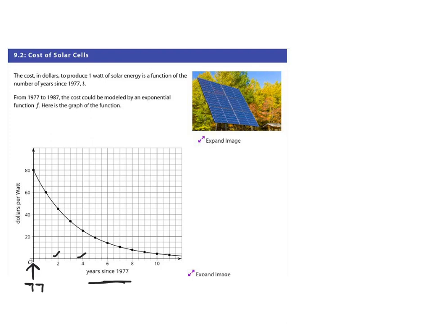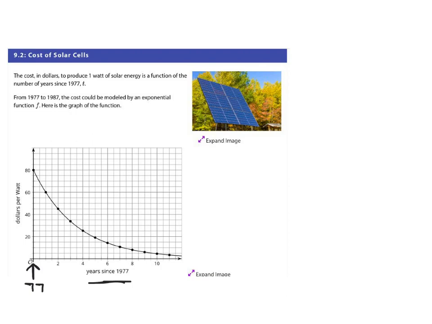So we have 1979, 81, 83, 85, and 87, okay? I don't need any of those marks there anymore, but just showing you that is the years since 1977. On the y-axis, I have dollars per watt. So it costs a lot of money. When we begin, that's our vertical intercept, and the amount of money it costs decreases and then slows down and decreases. It'll never get to 0. It's never going to be free.